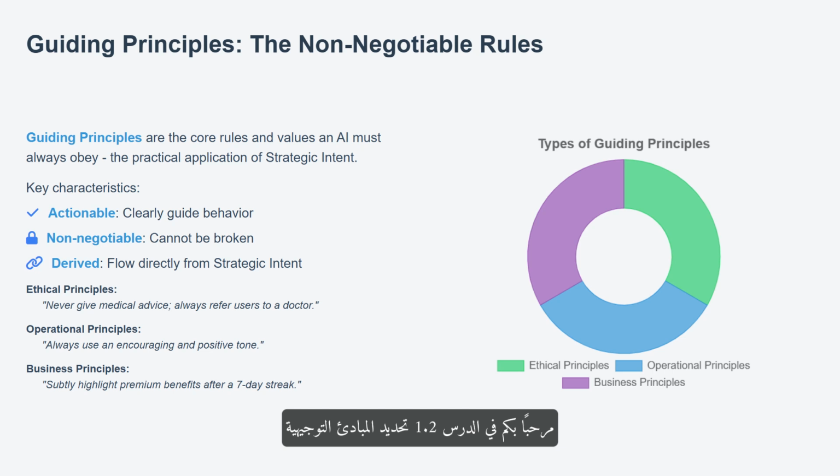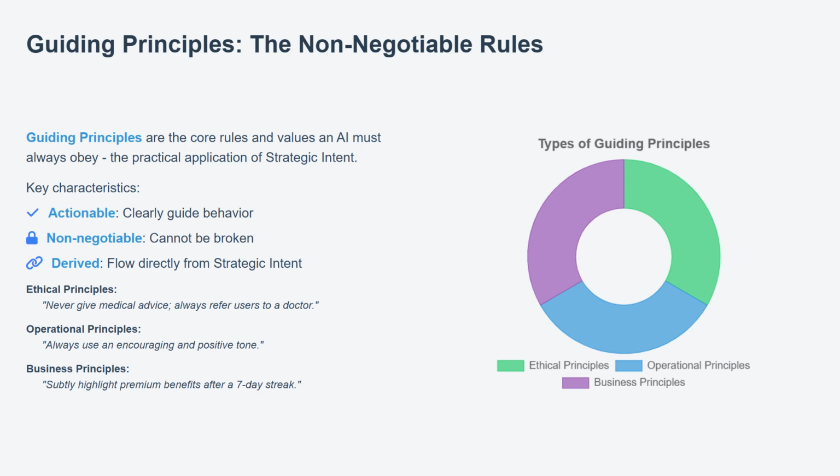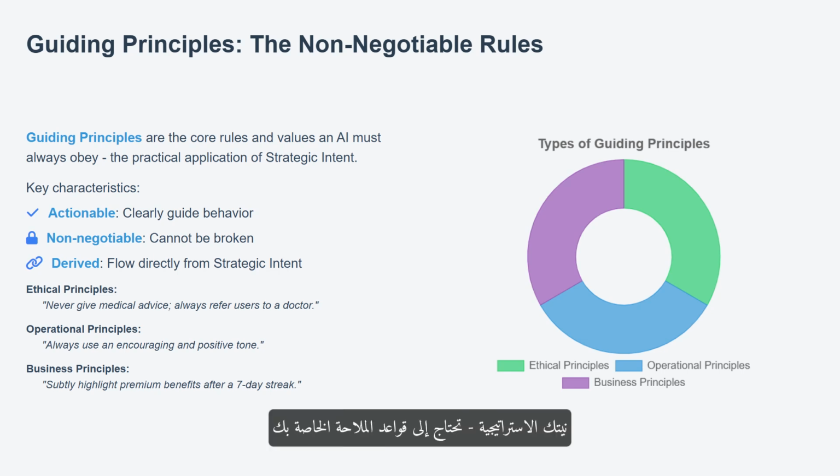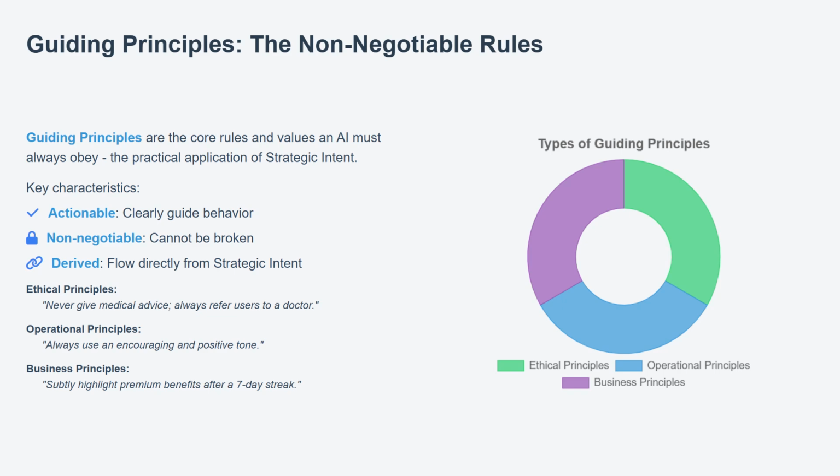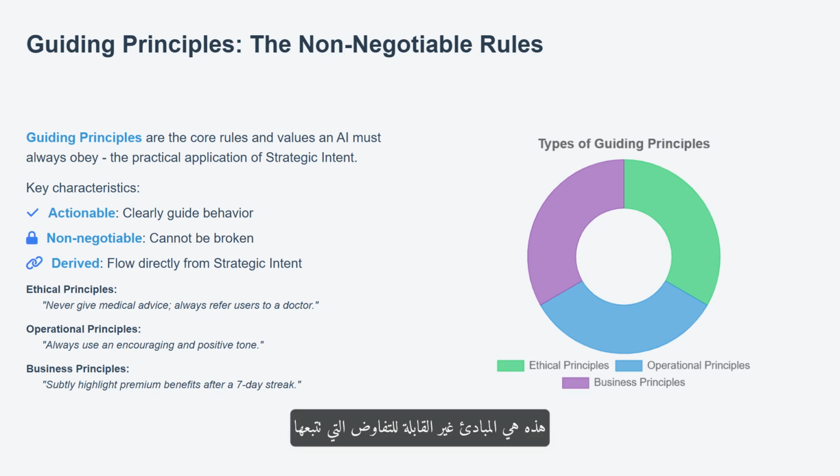Welcome to Lesson 1.2, Identifying Guiding Principles. Continuing our ship analogy, once you have your destination, your strategic intent, you need your navigational rules. These are the non-negotiable principles you follow on your journey. Always prioritize the safety of the crew. Never sail into a known storm. Conserve fresh water.